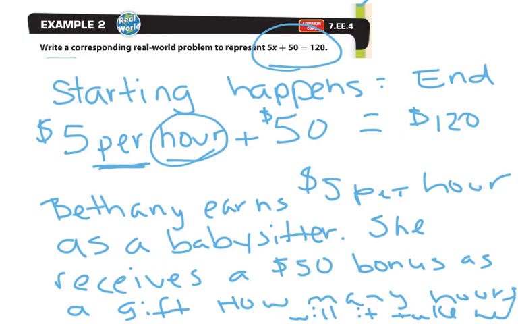So that's how you write your problem. You just have to be creative. You can look on page 187 for other examples of how to create the two-step equation, or at least the word problem based on the equation as you have it, okay?